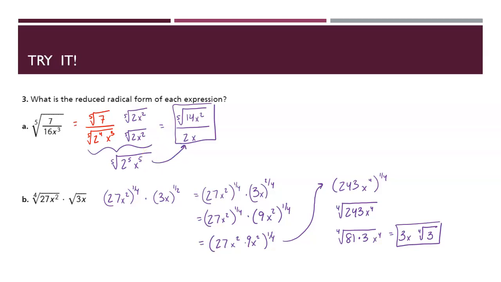All right, let's get to that last one. That last one is a tricky one. So we have the fourth root of 27x squared times the square root of 3x. So we want to make sure that we get this where we can change the roots to be in rational exponents. So 27x squared would be the same as 27x squared to the 1/4 power, and the 3x to the 1/2 power. So we want to have a common denominator there.